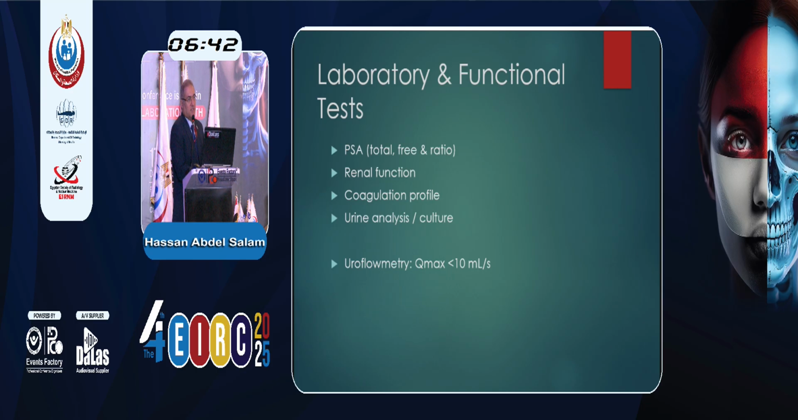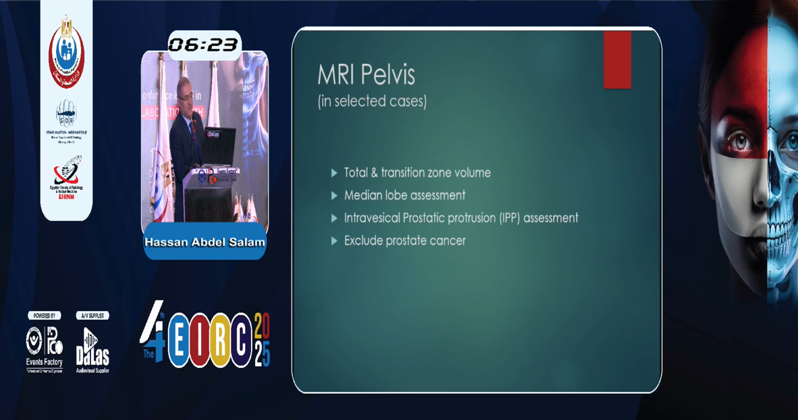And in some cases, when we started doing embolization more than 10 years ago, we used to do the uroflowmetry in every case. But now we are selective if we think that the patient has got weak detrusor muscle activity. Again, MRI pelvis in selected cases where the PSA or the ultrasound scan is doubtful. So this will give us an idea about the volume, medial lobe, the anatomy, the intravesical prostatic protrusion, and of course to exclude cancer or confirm cancer.